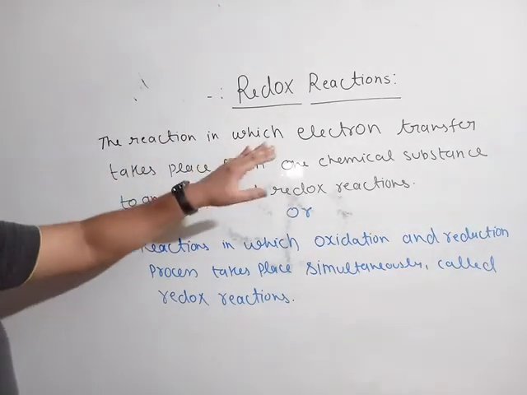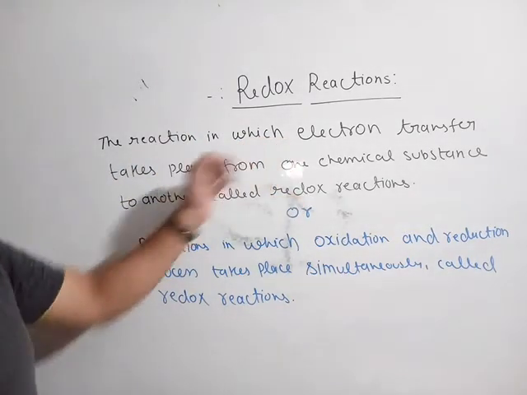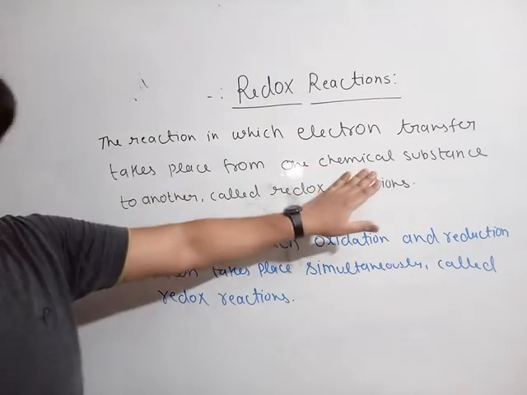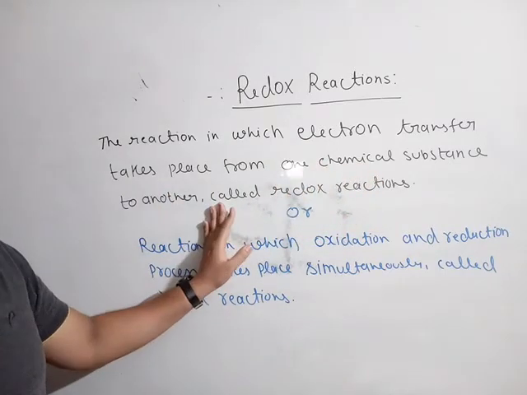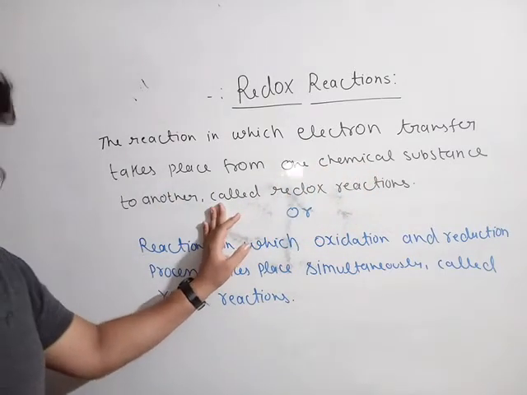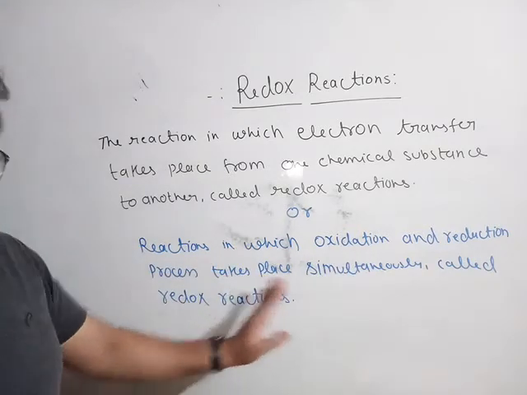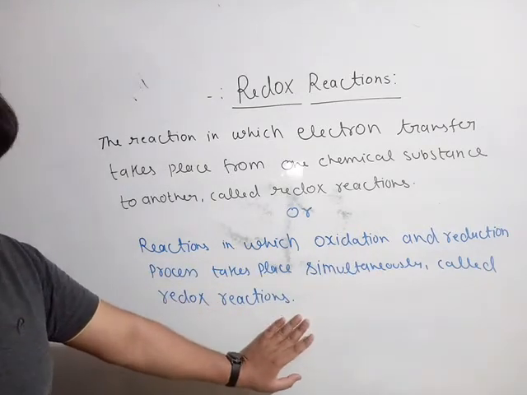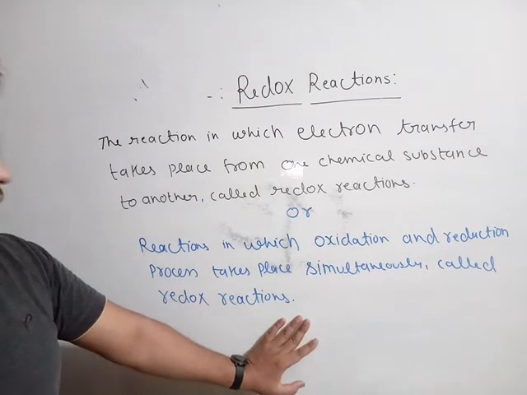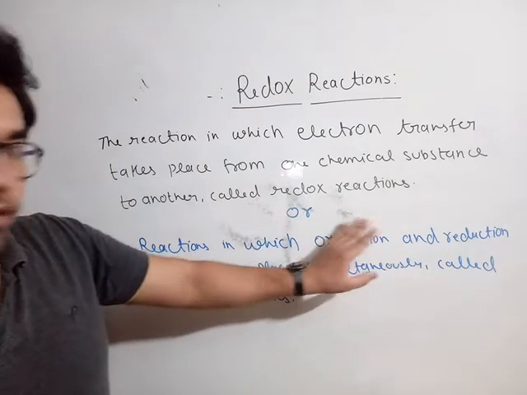Reactions in which electron transfer takes place from one chemical substance to another are called redox reactions. Or in other words, reactions in which oxidation and reduction take place simultaneously are called redox reactions. So now we'll learn what is oxidation and what is reduction.